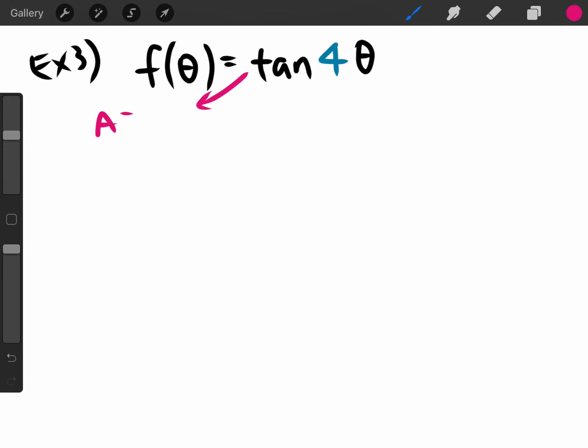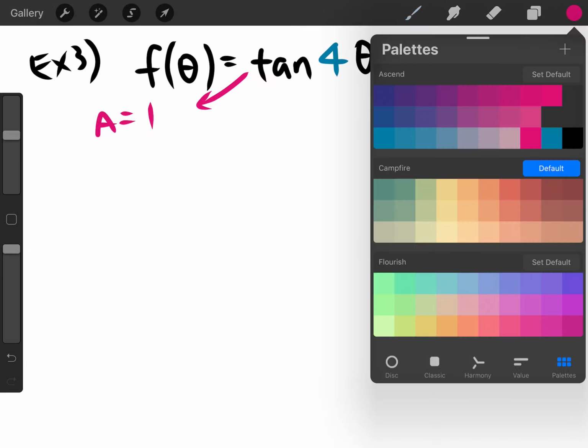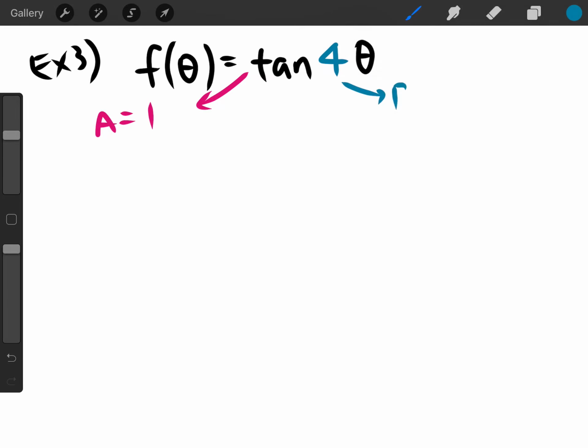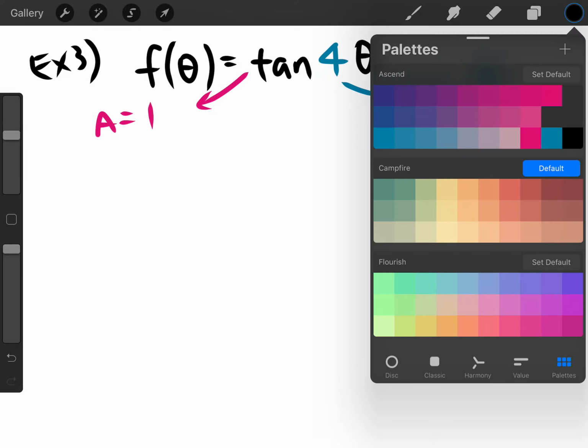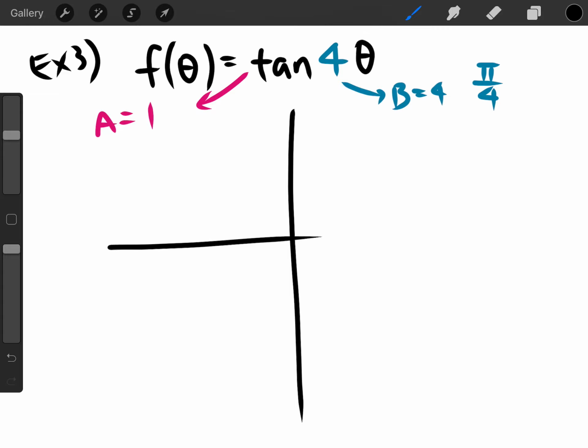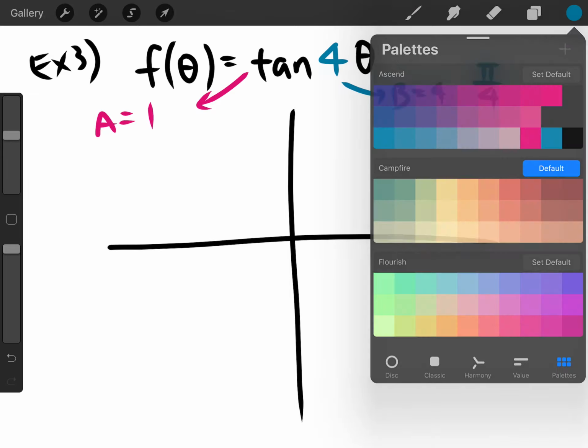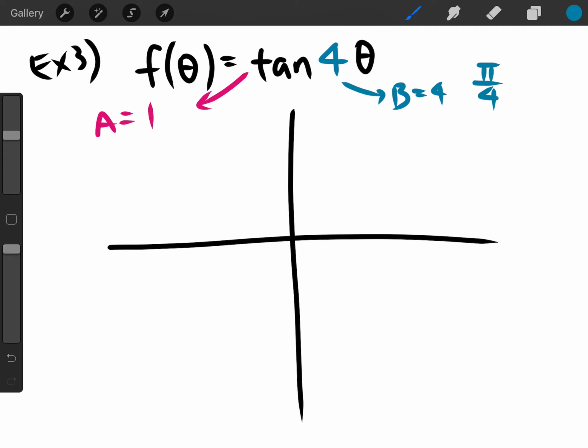Now let's talk about the A value. A value equals 1, so there's no change in the steepness. And then the B value. B equals 4 means that now my period is going to be pi over 4. Okay, that's my period. Half of the pi over 4 is going to be on the positive side, and half of it is going to be on the negative side.